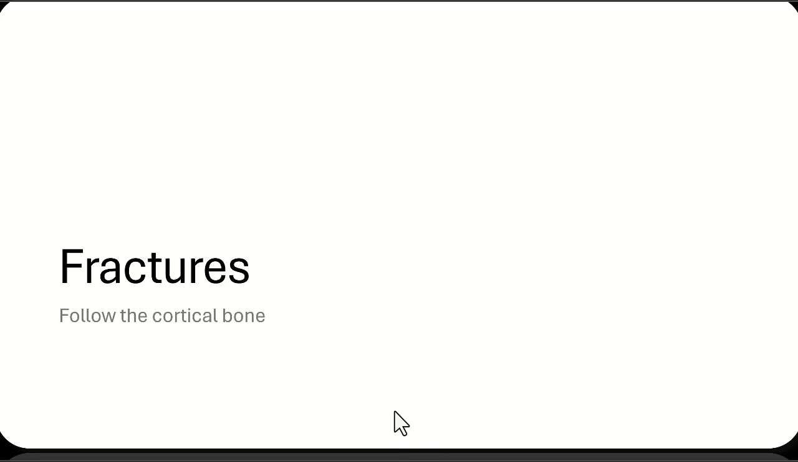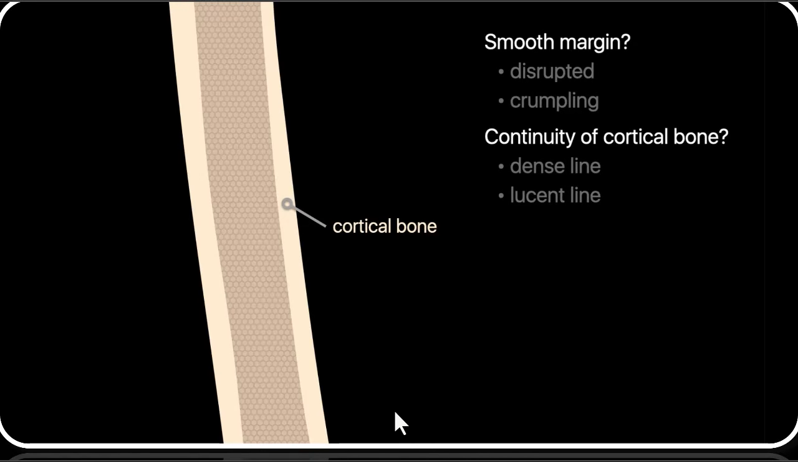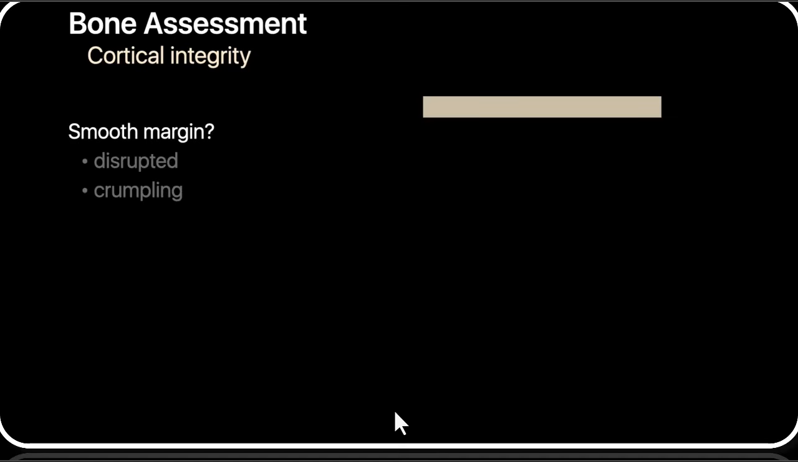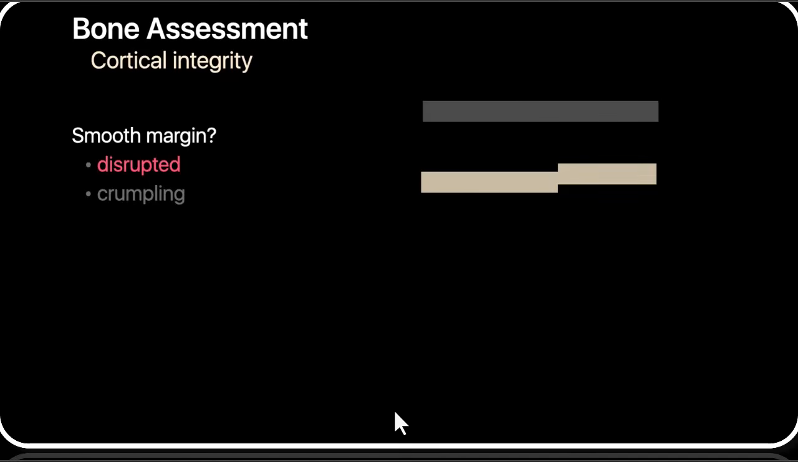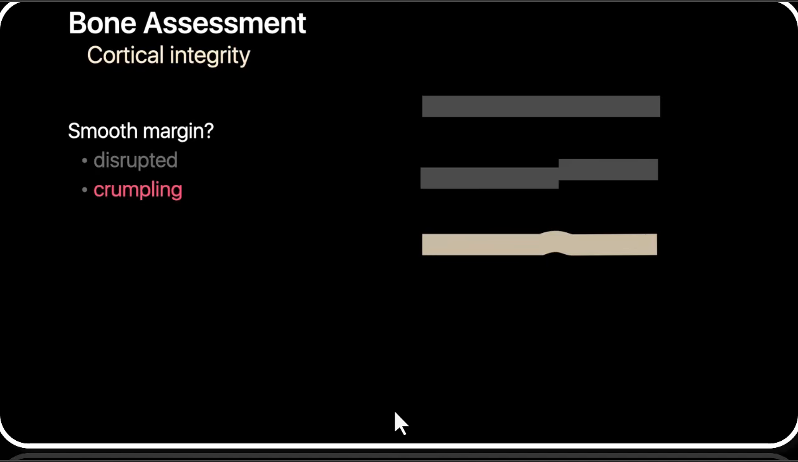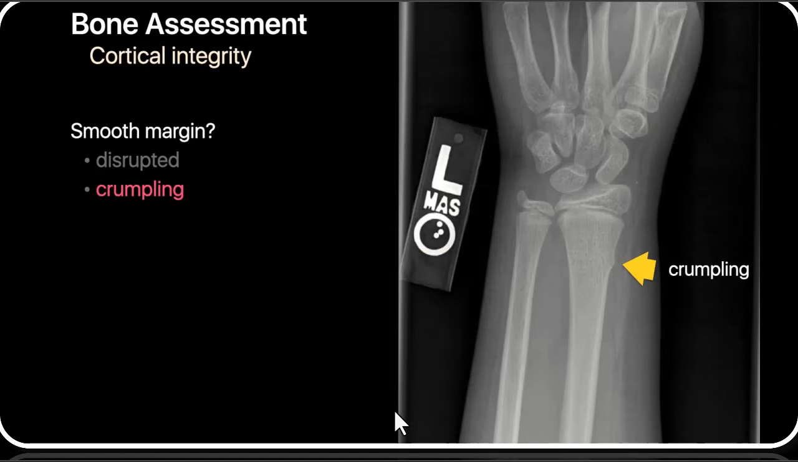So now, in order to find fractures, we follow the cortical bone to assess its integrity, smoothness and continuity. Look for smooth borders all around every bone. If you see a disruption or a crumpling or buckling of the cortical margin, as seen in this child's distal radius, that shows there's damage. This is a buckle fracture, where the bone buckles instead of breaking, and therefore it's still a fracture, but an incomplete one.